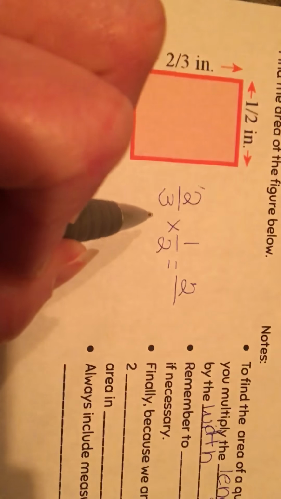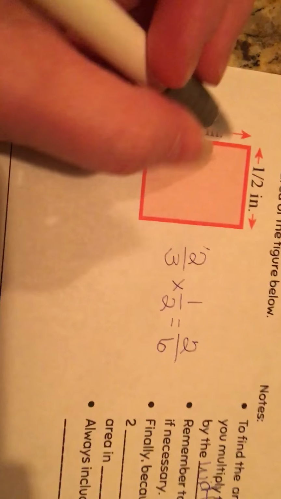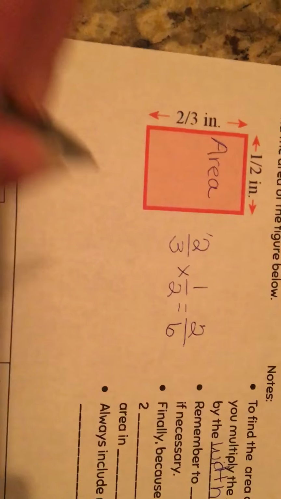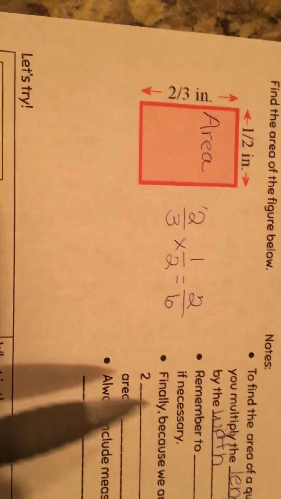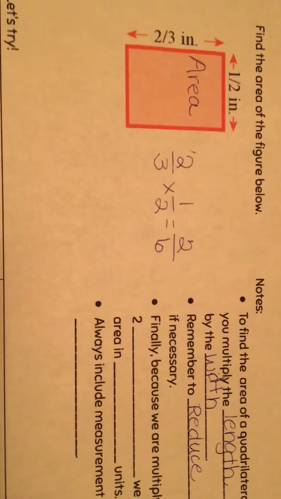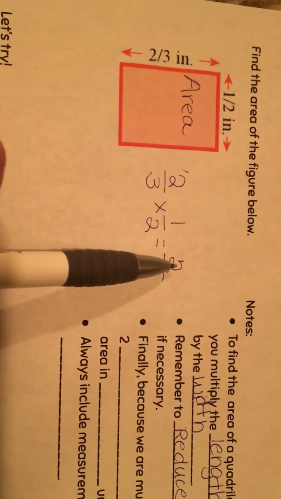So 2 times 1 is 2, and 3 times 2 is 6. So our area, which is located in here, let's go ahead and write area so we know that it's the inside of the area, is going to be 2/6, but I'm noticing that I can reduce it. So I'm going to go ahead and write, remember to reduce. Sorry, I'm left-handed, so it blocks the answers. So we're going to go ahead and we're going to reduce 2/6.